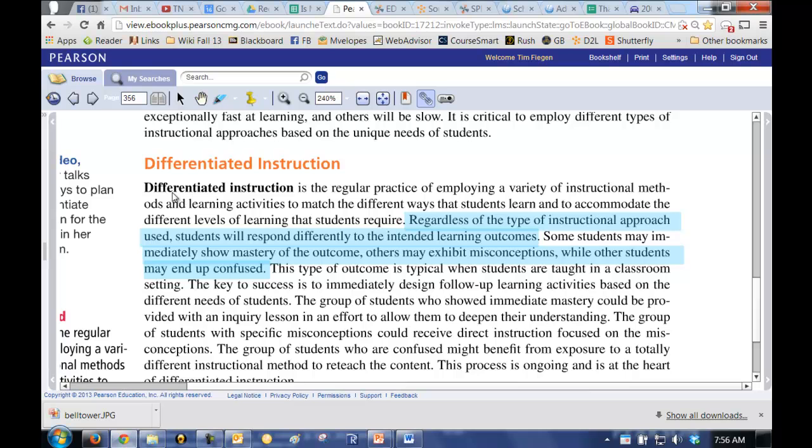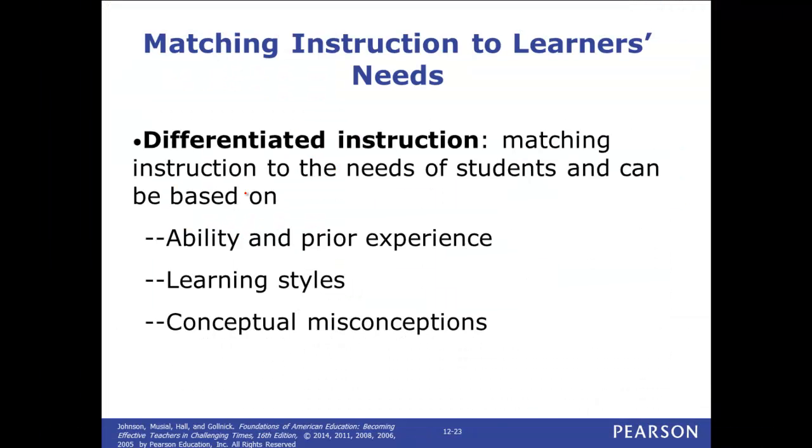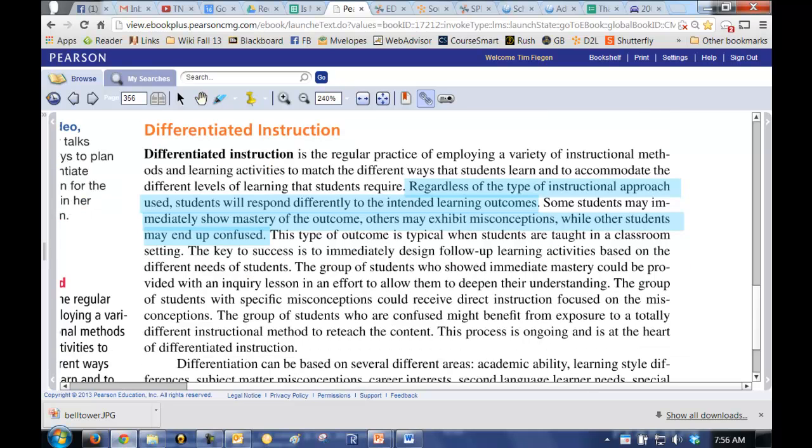Let me just take you a peek over here. It's matching instruction to the needs of students that can be based on these things: ability and prior experience, our learning styles, our conceptual misconceptions. And I'm going to make this number 30, where you simply put something in here for each of these, what they have to do with it. So this is regardless of their types.